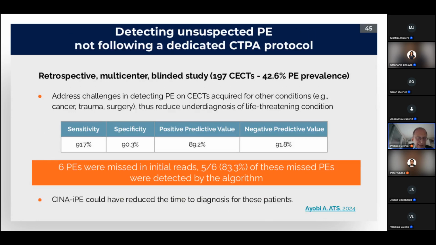And Avicenna have also developed a SINA-IP algorithm to detect unsuspected PE not following dedicated CTPA protocols. In a retrospective multi-center blinded study, including 197 CT scans, the PE were missed in initial reports, and 5 of these missed PE were detected by the algorithm. In addition, SINA-IP could have reduced the time to diagnosis for these patients.